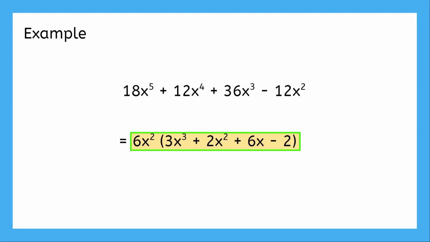And again, we can check our answer just by redistributing. 6x squared times 3x cubed will get us back to 18x to the 5th. 6x squared times 2x squared gets us 12x to the 4th, and so on and so on. Our answer is correct because these are the factors that multiply to make the original polynomial.